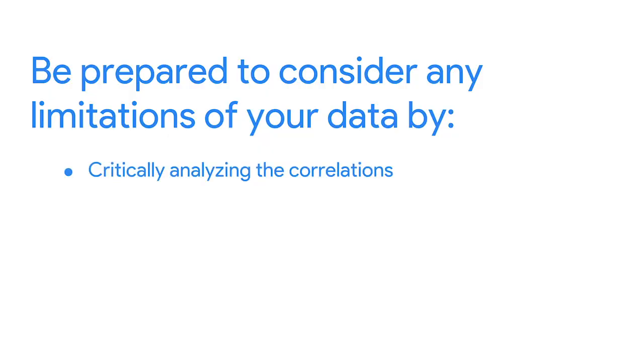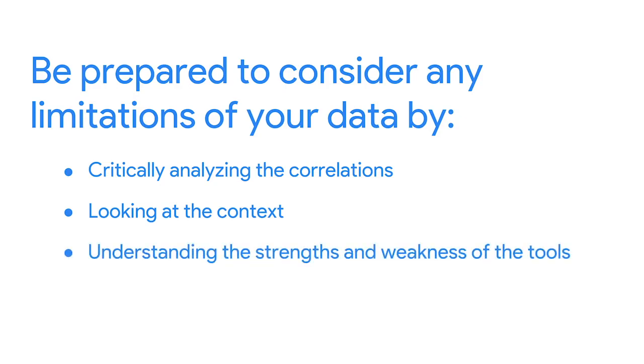Finally, be prepared to consider and describe to your stakeholders any limitations in your data. You can do this by critically analyzing the patterns you discovered in your data for integrity. For example, could the correlations found be explained as coincidence? On top of that, use your understanding of the strengths and weaknesses of the tools you use in your analysis to pinpoint any limitations they may have introduced.